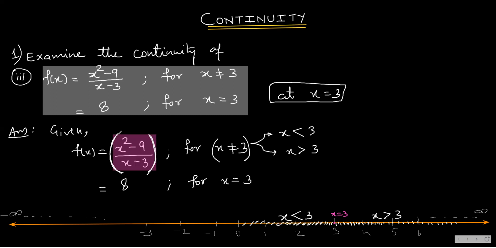Here they say the function is defined to be this for x not equal to 3. It means the function is this for x less than 3 and x greater than 3. So on the left of x equals to 3, on the right of x equals to 3, the function is this only. So I understand on the left of x equals to 3 and on the right of x equals to 3, the function has the same definition. I will write here.